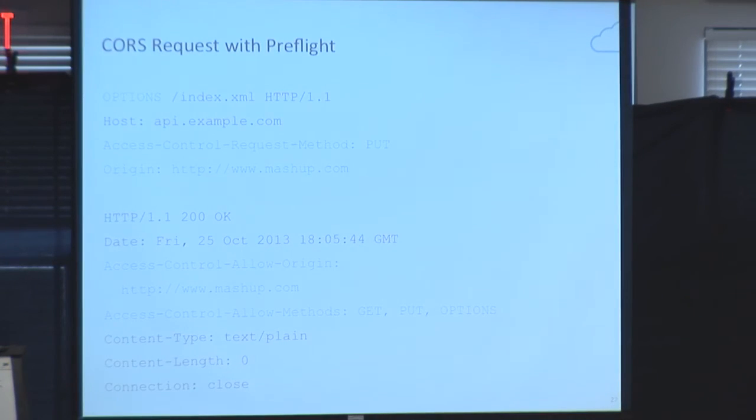And that means sending an OPTIONS request over to that endpoint, requesting access. And then the server responds and says, yes, you're allowed to access this endpoint cross-origin. Here are the methods you're allowed to use. And then the browser will make a second request, the actual request with the PUT method, and then get the data back in the response and expose it to the script layer.